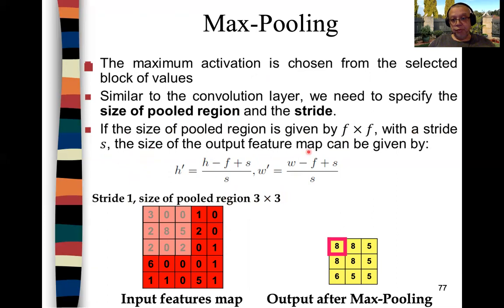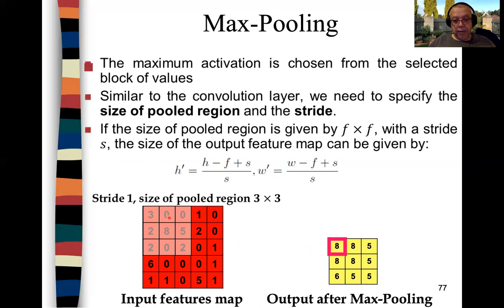The size of the output feature map can be given by this formula. So here H is a 5 by 5. So this feature map is a 5 by 5. So our H is 5. And then our F is 3. So 5 minus 3, 2, plus 1, which is the stride. So we're going to have a 3 by 3. Same thing for the width, same formula. So we're going to have a 3 by 3.